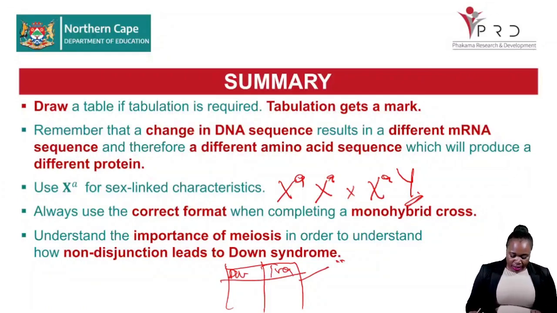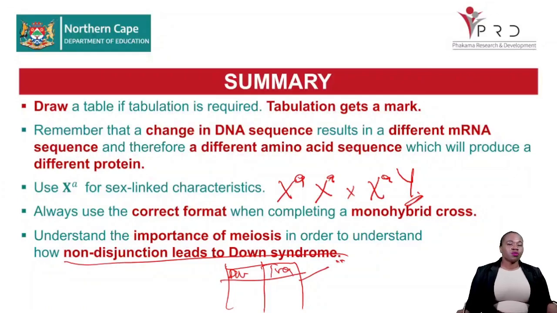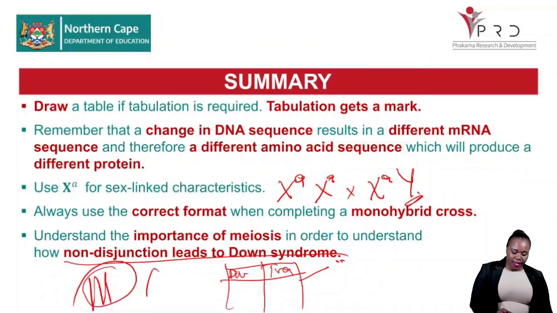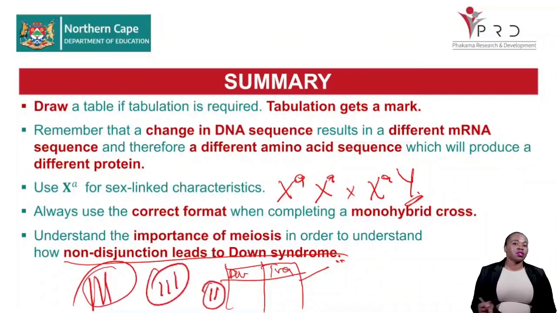Okay, lastly, understand the importance of meiosis in order to understand how non-disjunction leads to Down syndrome. So remember, non-disjunction: chromosomes have failed to separate. Instead of having two chromosomes, in this example, there are now three chromosomes, meaning that the other cell that has lost a chromosome now has one less chromosome. Now, if this cell with three chromosomes, let's say these are the three chromosomes, fuses with another cell with two chromosomes, this is normal, right? Normal. And this one has undergone non-disjunction.